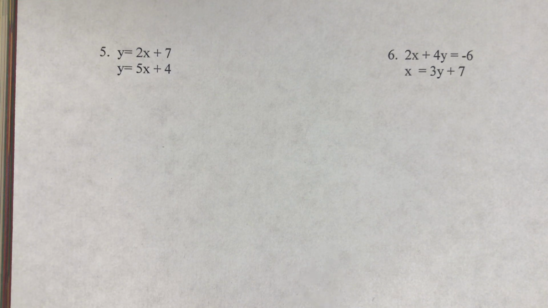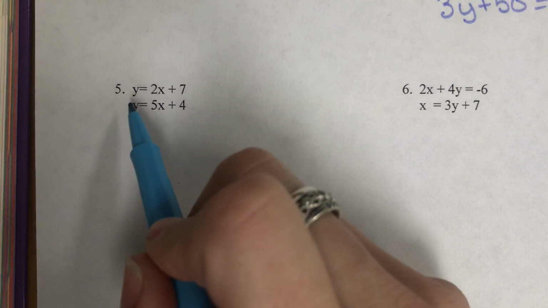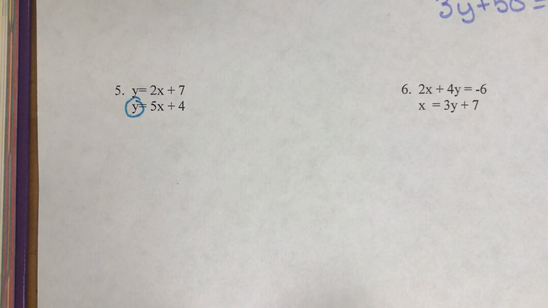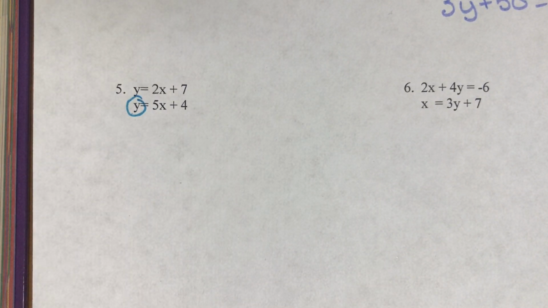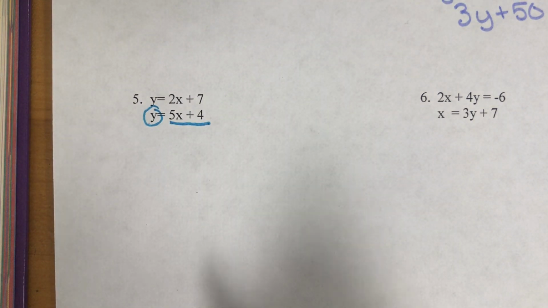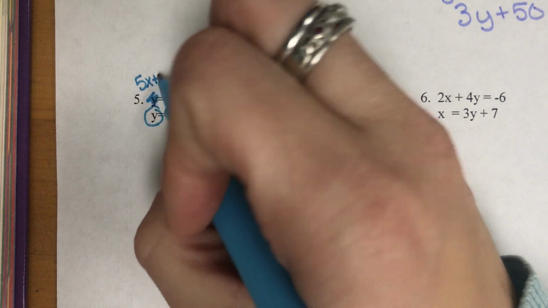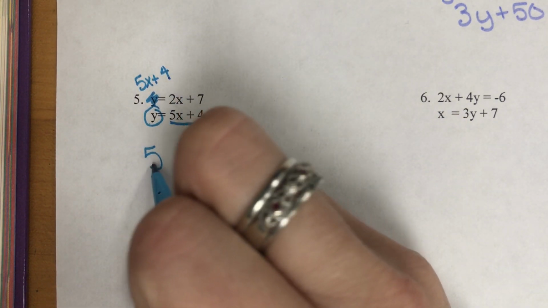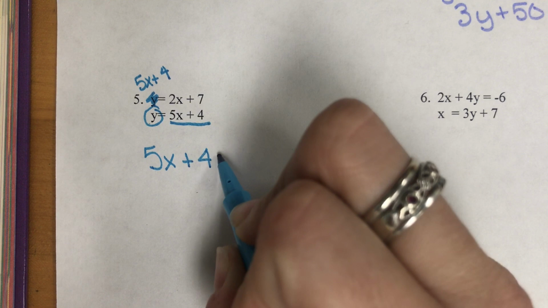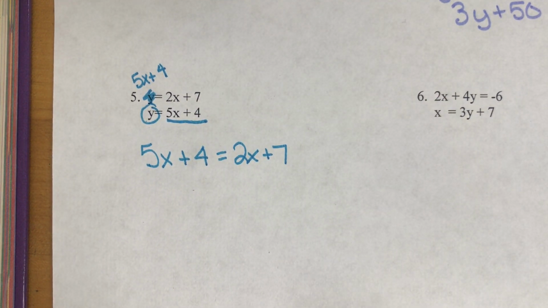Number 5. We are going to circle the bottom one, just because I've been circling the top one. I want to show you that it's the exact same concept, nothing different. I'm going to underline what it equals. I'm crossing out the variable in the other equation and I'm replacing it with what I underlined. And so now I have something that says 5x plus 4 equals 2x plus 7. This is something we would then be able to solve.